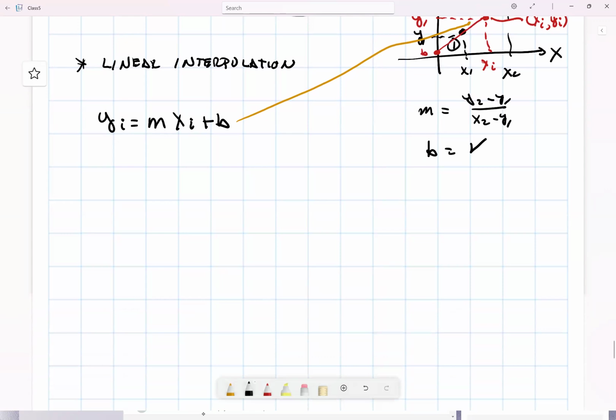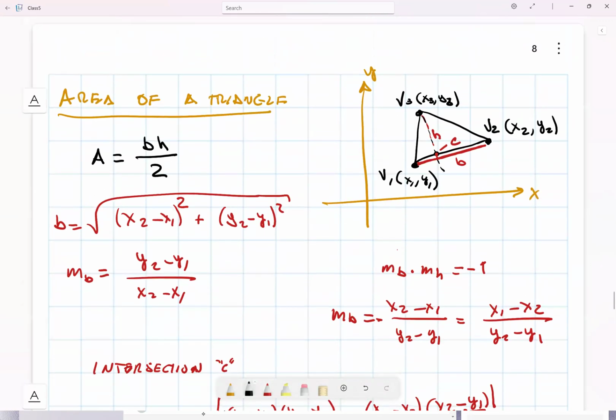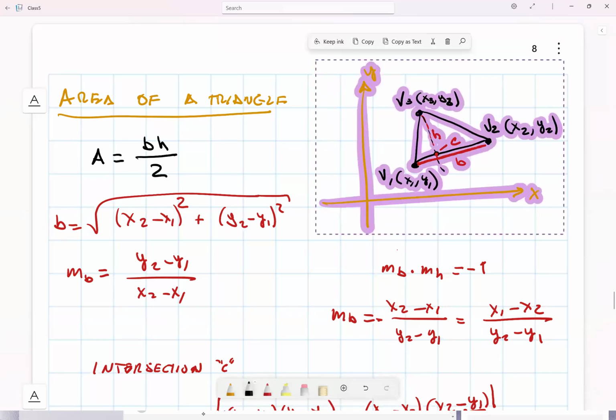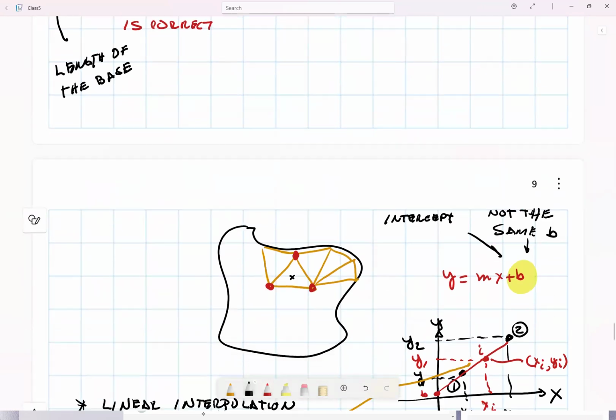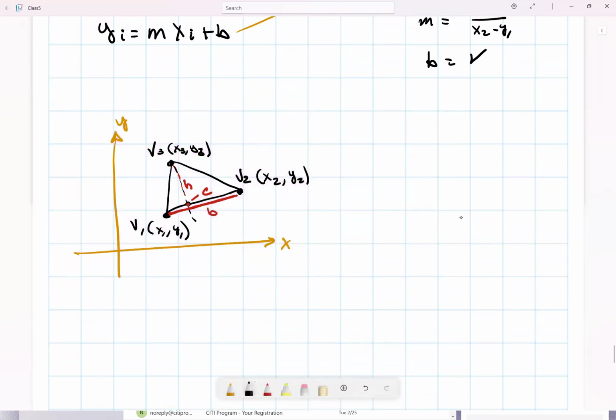Now, for a triangle, let me copy the same triangle. I don't need this, I don't need this, but the other things I do need. Let's say that I want to find the value at this point of coordinates xi, yi.